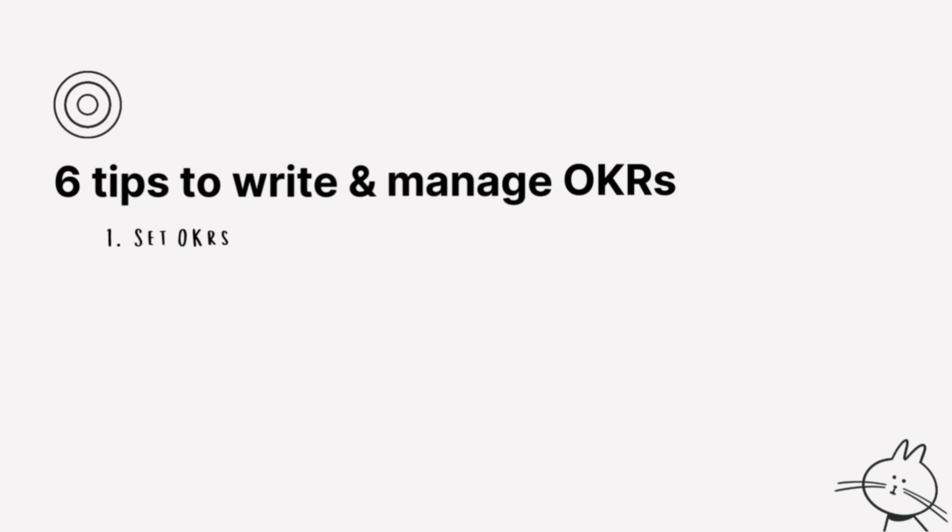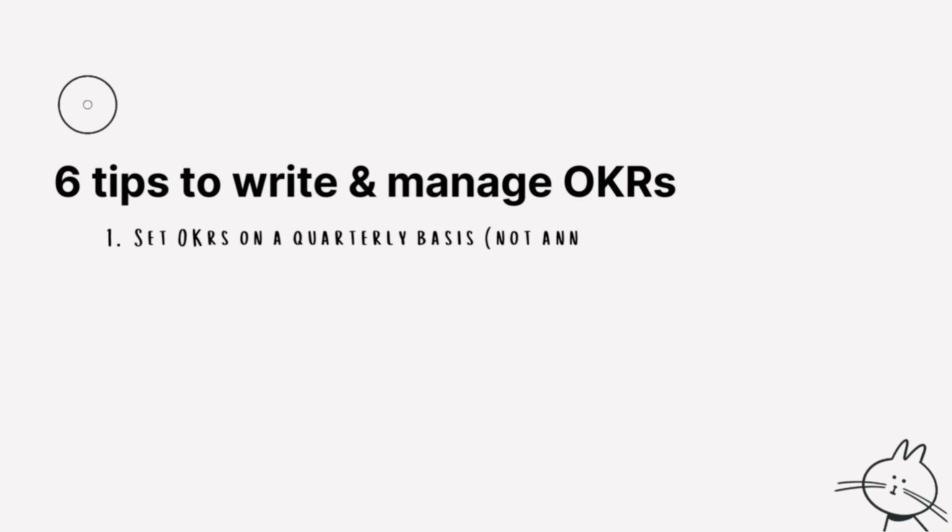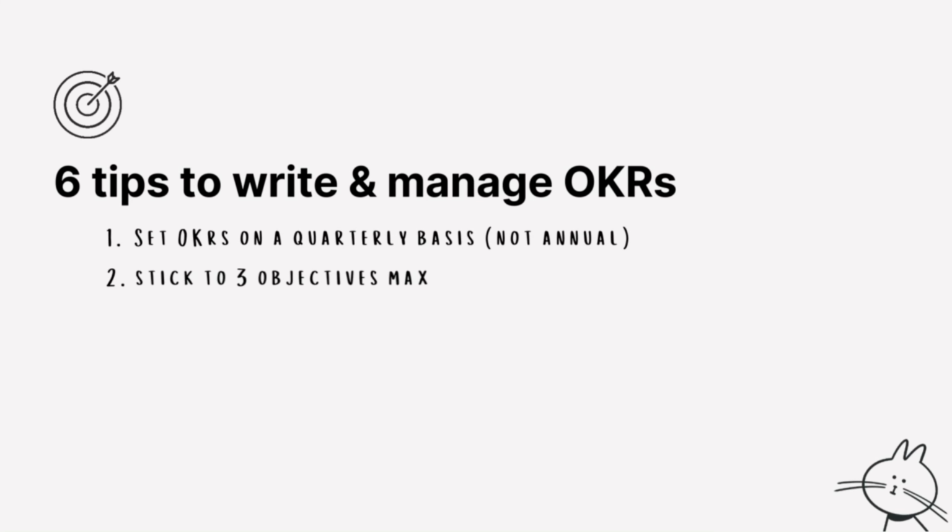Number 1, set OKRs on a quarterly basis rather than annual. And this will allow you to remain agile and allow you to make adjustments as you go. If you need to eliminate a key result or adjust it in the middle of that quarterly cycle, then do it. Number 2, I recommend that you stick to 3 objectives max. Anything more than that will make you lose focus on what has the biggest impact.